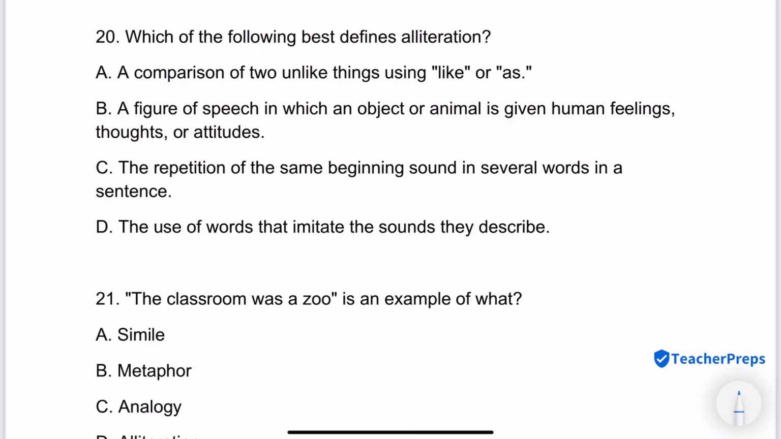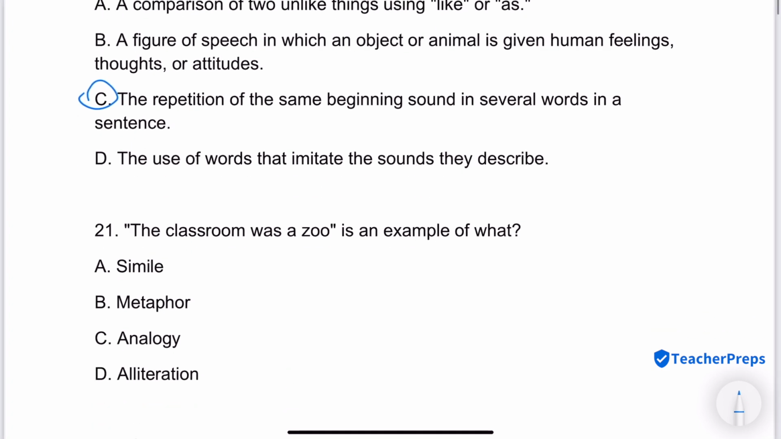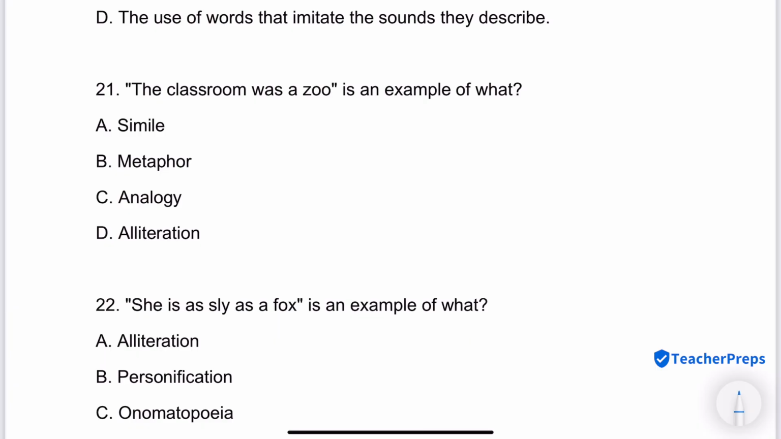And when I read option A, this is a simile, option B is personification, and D is an onomatopoeia. And so you need to know all of these for test day. And that means it's going to be option C. Moving on to question number 21.